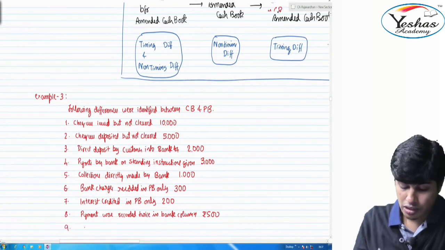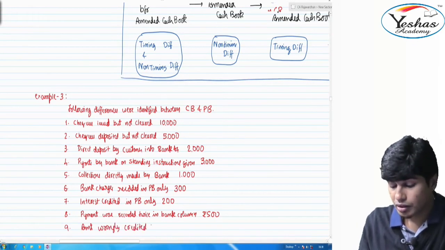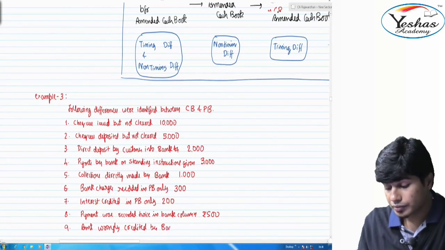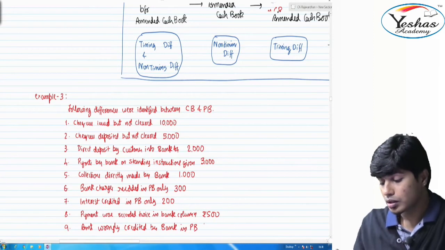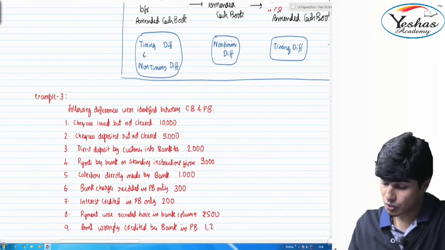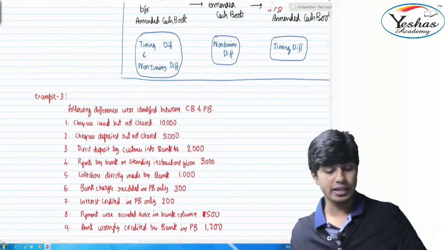And last one, amount wrongly credited by bank in passbook. This I'll say some 1200. So these are the errors, 9 errors.